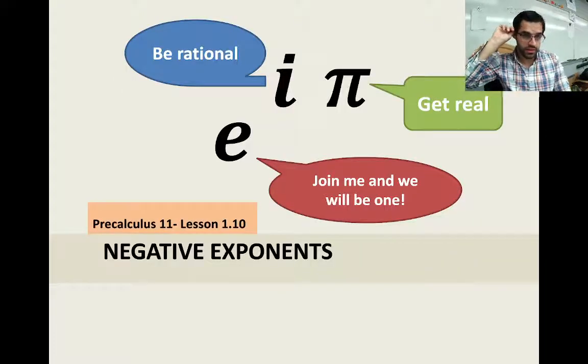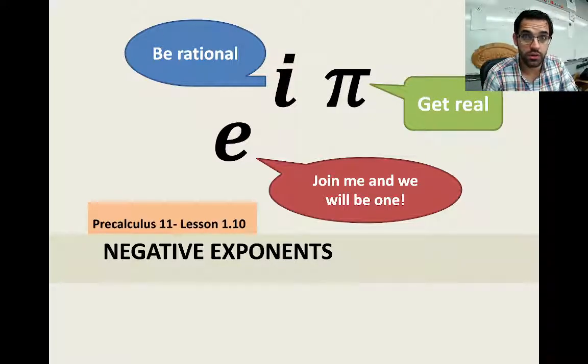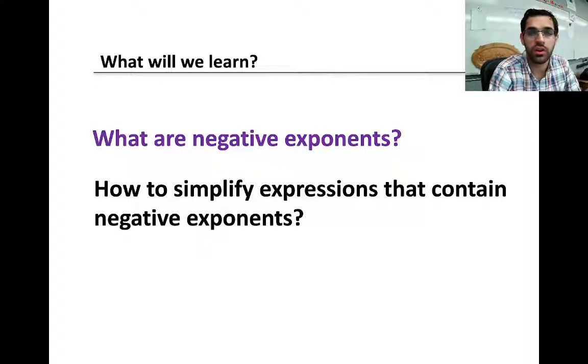Alright, this is lesson 1.10 of our Precalc 11 class. Unit 1 is called Radicals and Rational Exponents. Lesson 10 is called Negative Exponents. What we're going to learn in this video is how to understand what a negative exponent means, and then how to simplify expressions that contain negative exponents.